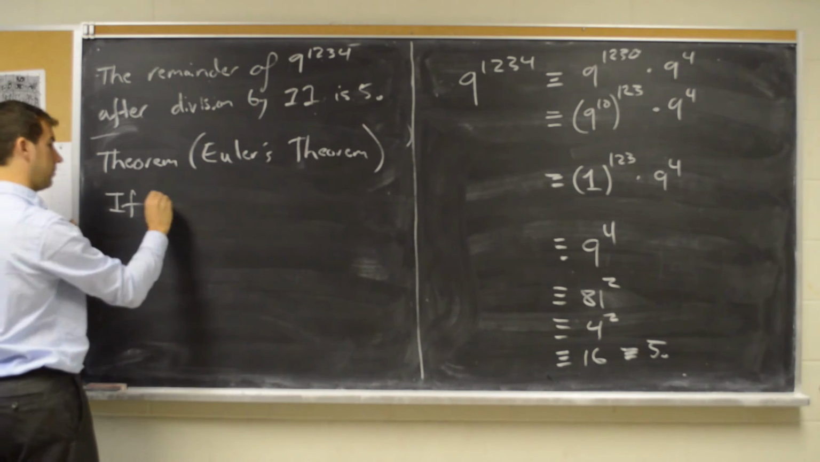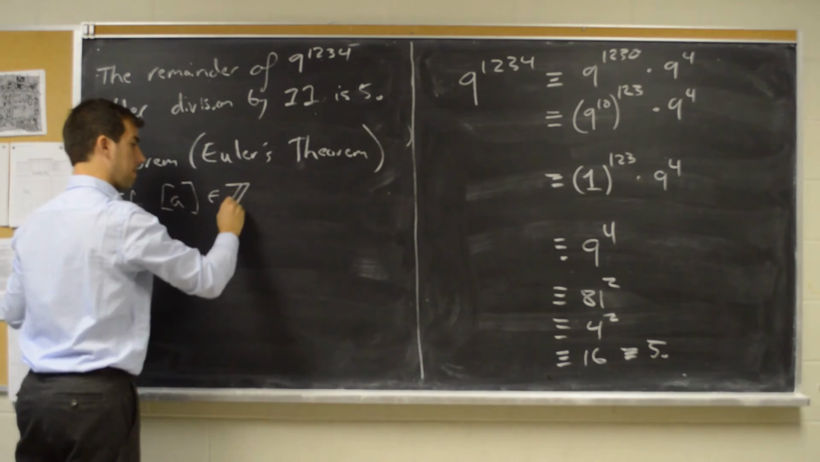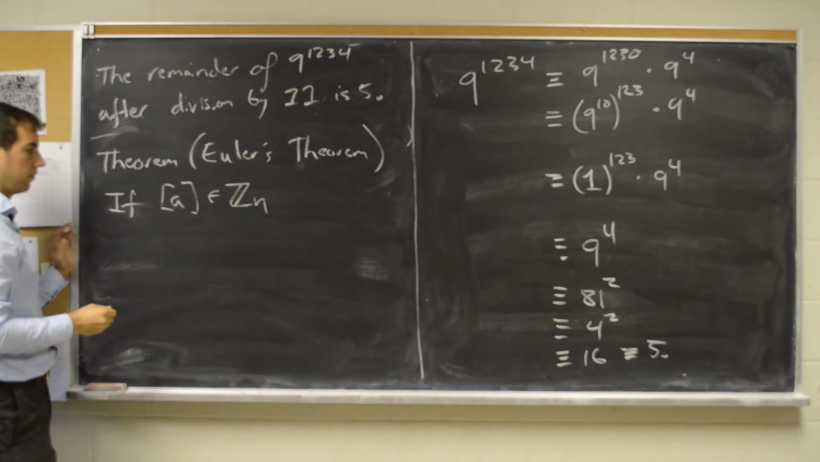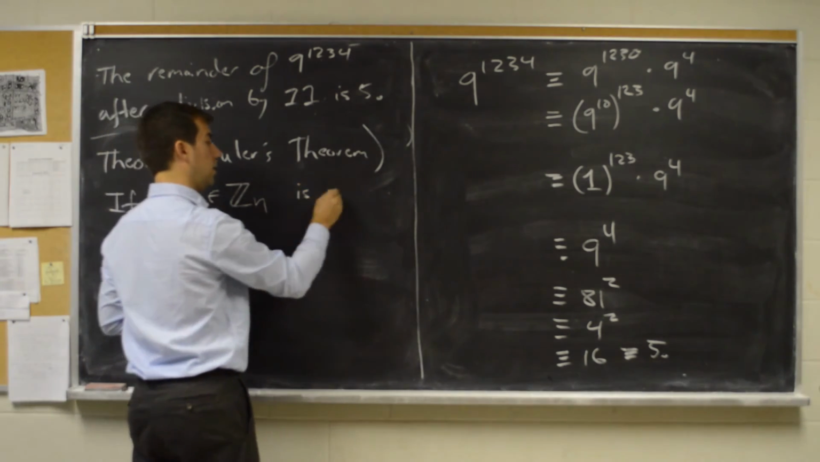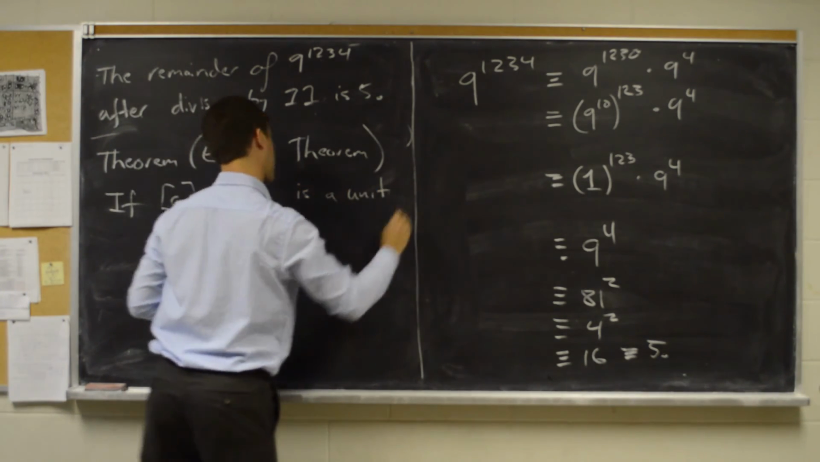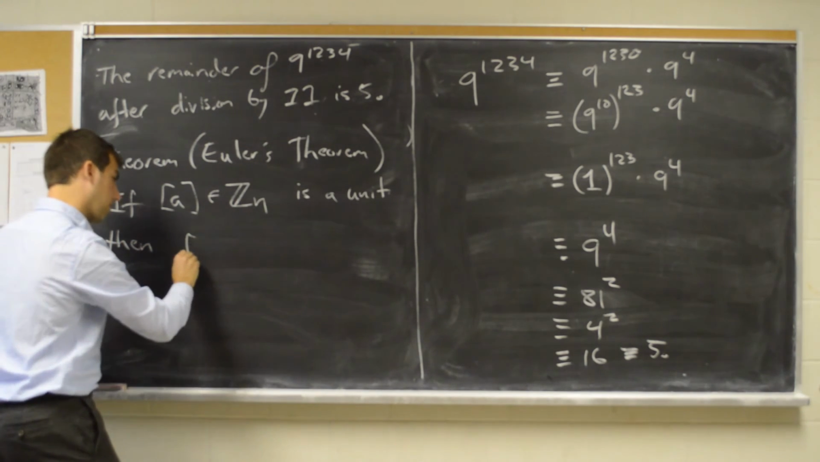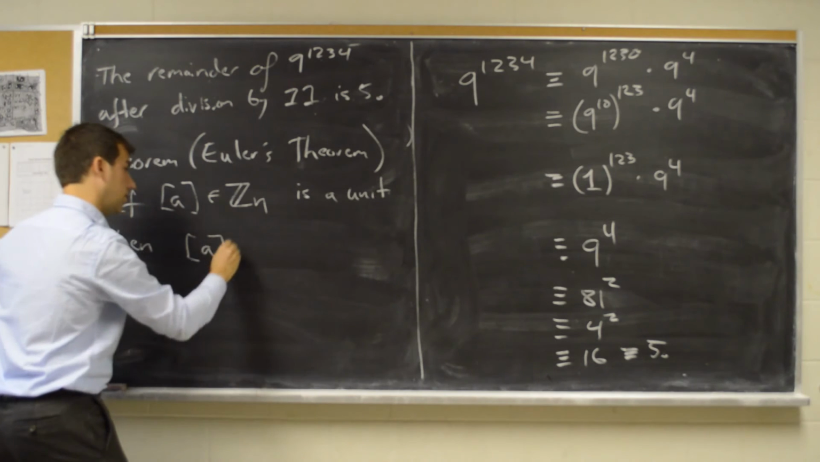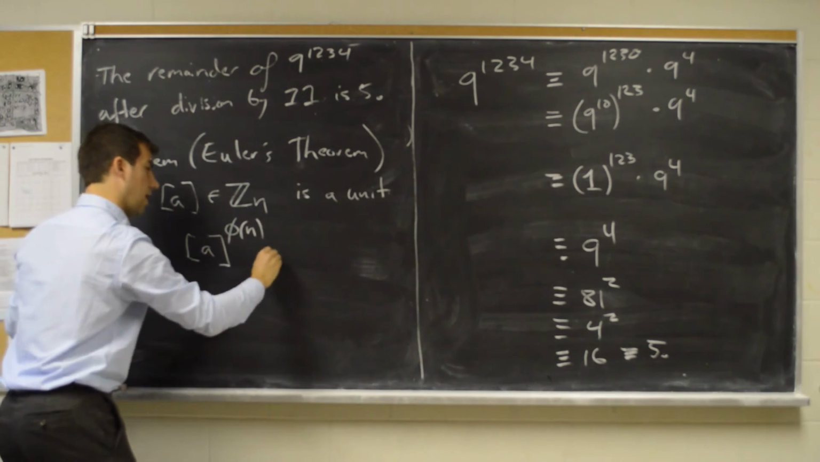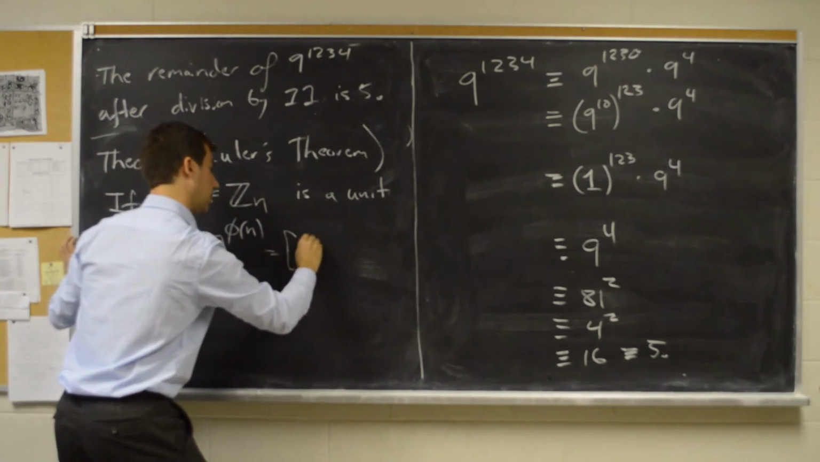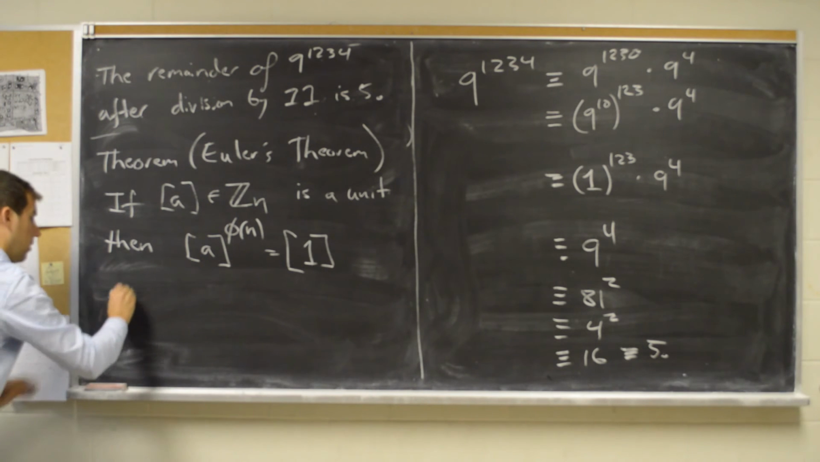So if a congruence class in Zn, and now n can be any number, if a congruence class is a unit, then a to the magic number n is congruent to 1. Now what is this magic number?